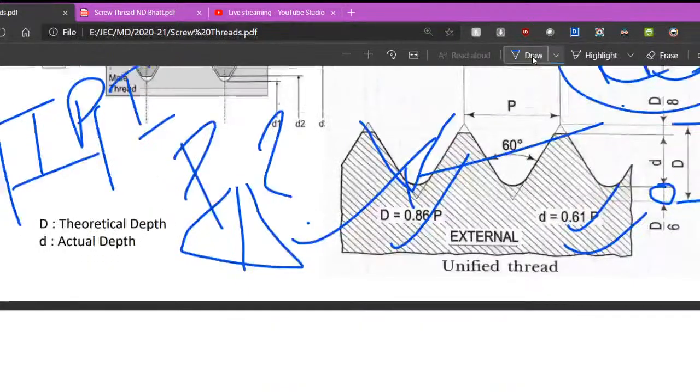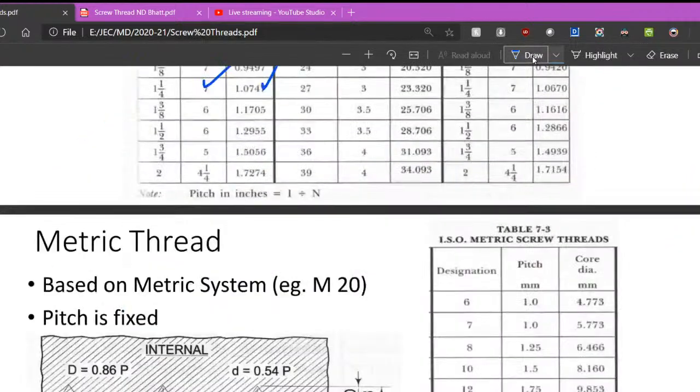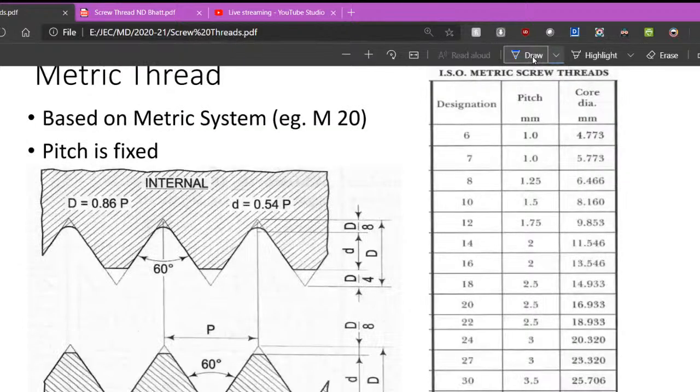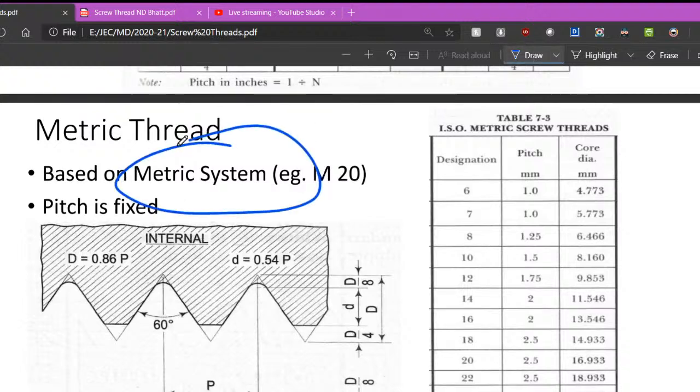Now moving to the next slide, metric thread. Like we saw in unified thread, where the measurement system was inches, in metric thread we will use the MKS system, that is the metric system. The form is the same, the standardization is the same, but we have to use the next table that was in the previous slide, and the same table I have shown here.